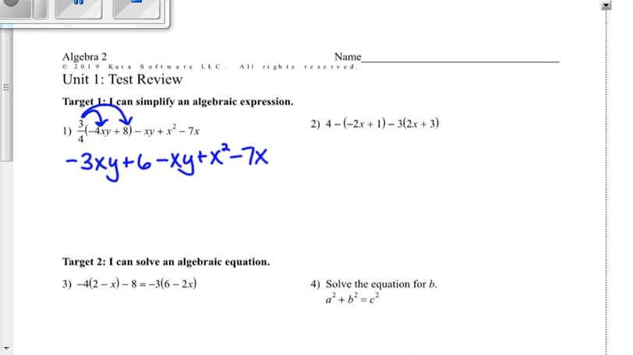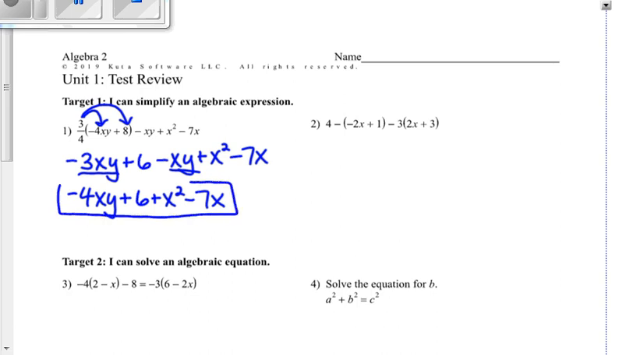And so now we're looking for like terms. And the only like terms that I'm seeing are negative 3xy and negative 1xy, which would be negative 4xy plus 6 plus x squared minus 7x. And those can't be combined any further.